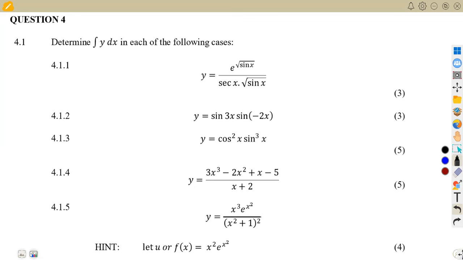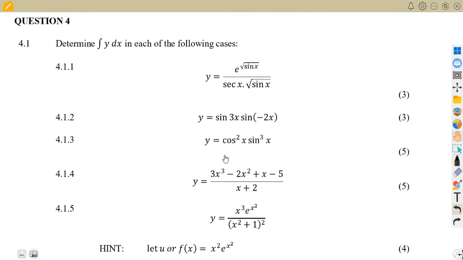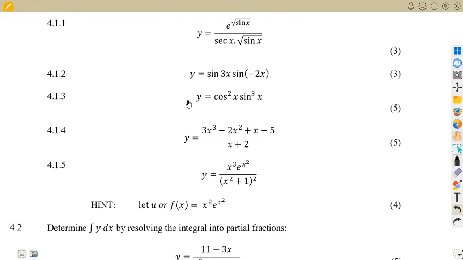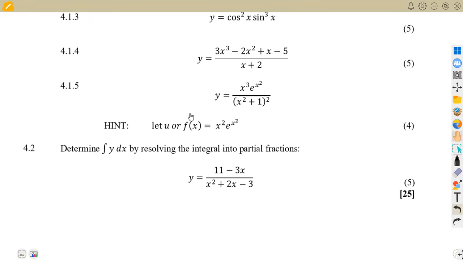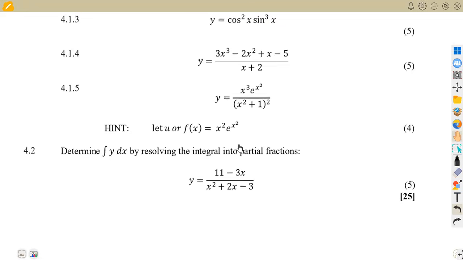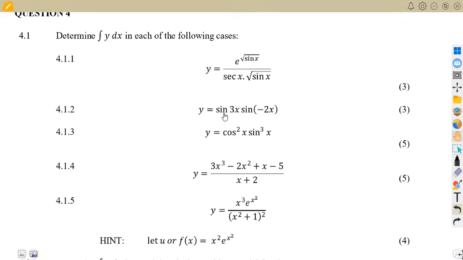Still working on Mathematics N5. We are going to be focusing on integration from the question paper which was written in March 2023, that is for the April 2023 exams. So if we check, we've got our question 4, which was out of 25. We want to see how we're supposed to attempt these typical questions.